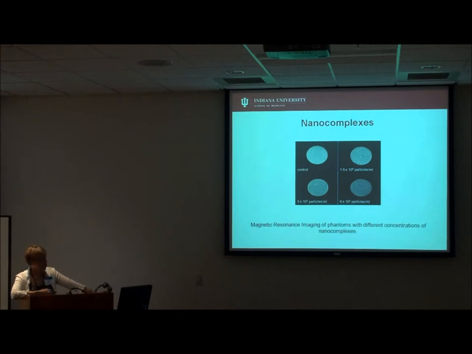We did some studies with phantoms first. You just take an NMR tube like you use in the chemistry lab, fill it with agarose, fill it with your nanoparticles, and then put it in the NMR machine and see if it works, which it did. And we did different concentrations of nanoparticles. I just want you to notice that it gets darker rather than lighter with the more nanoparticles that you have. So here's this concentration, 1.5 times 10 to the 9, 3 times 10 to the 9, and 6.